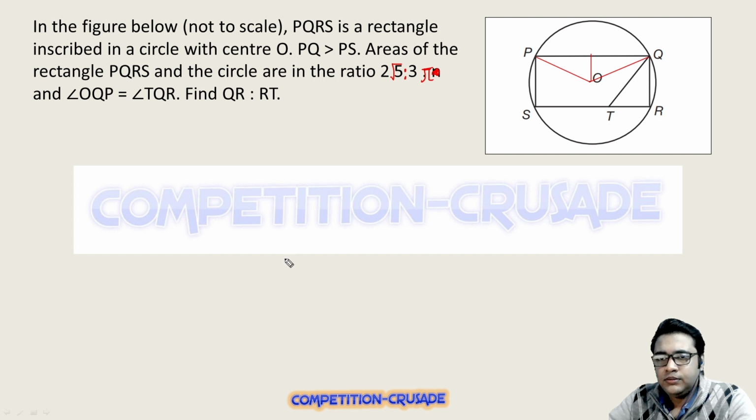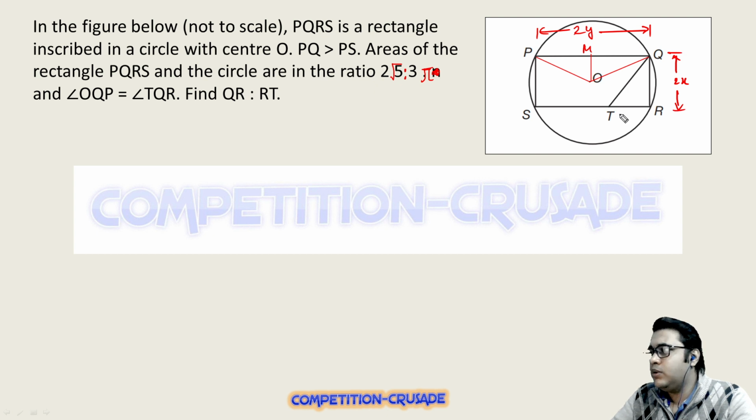Now let me name this also as M, and suppose this is 2y, the entire thing, because this is a rectangle of course, and this is 2x. They have asked you to calculate the value of QR is to RT. We have to remember that QR is to RT is 2x upon RT. I have no variable so far.